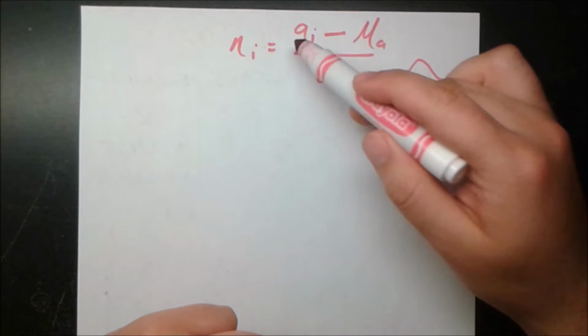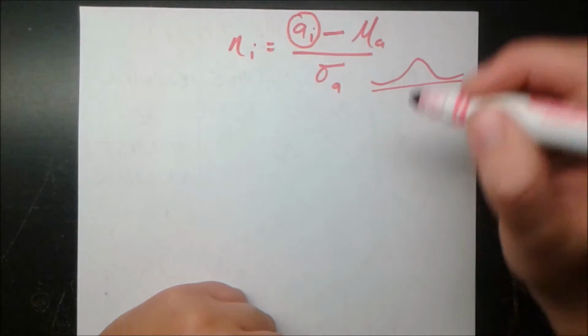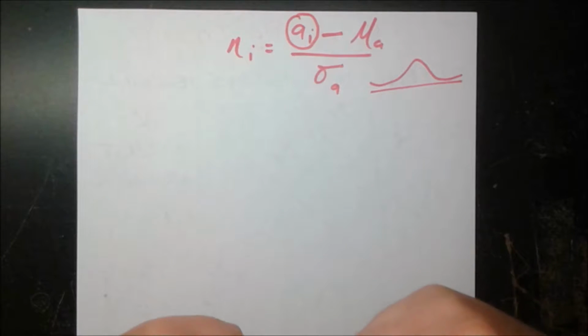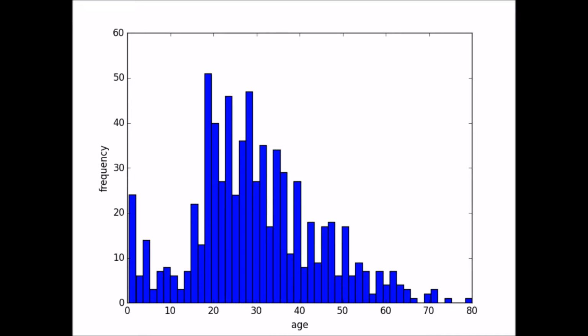So let's look at how the ages look. We're going to go ahead and look at a plot of the ages right now. So here it is. From this histogram of the ages, we see the ages look pretty normally distributed.